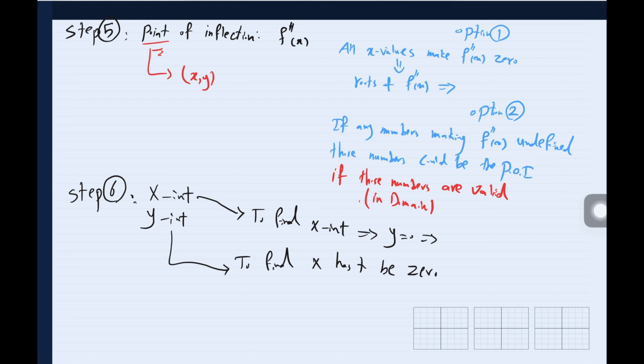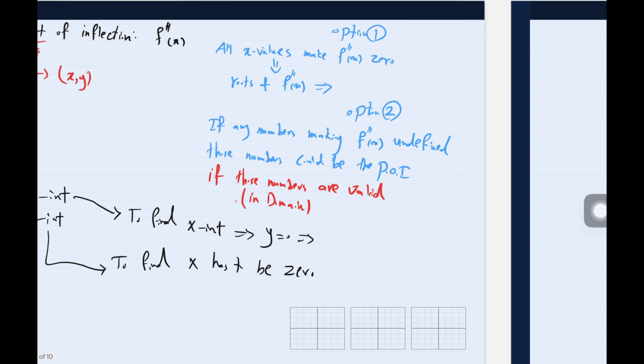So then, as the last example here, I'm going to give you another example here.